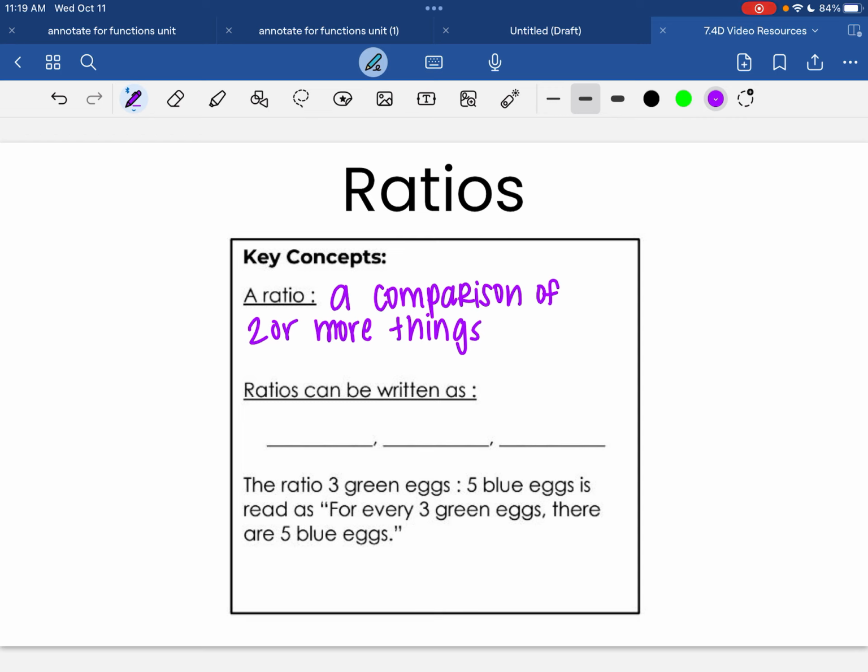So for example, boys to girls is something I can compare. Red beads to blue beads. And when I'm writing ratios, I can write them three different ways. I can write them in words. So for every 3 green eggs, there is 5 blue eggs. This is the word version.